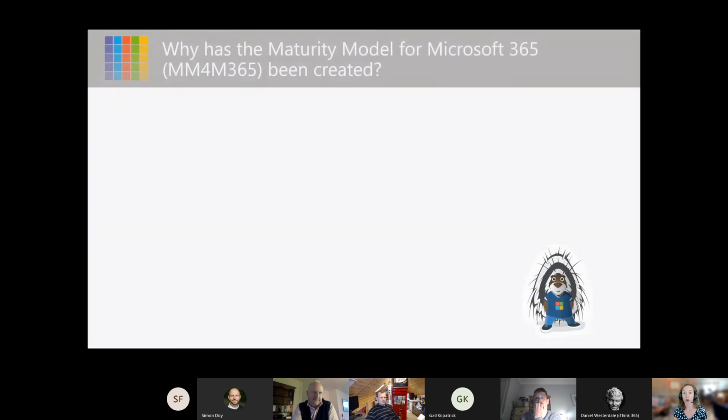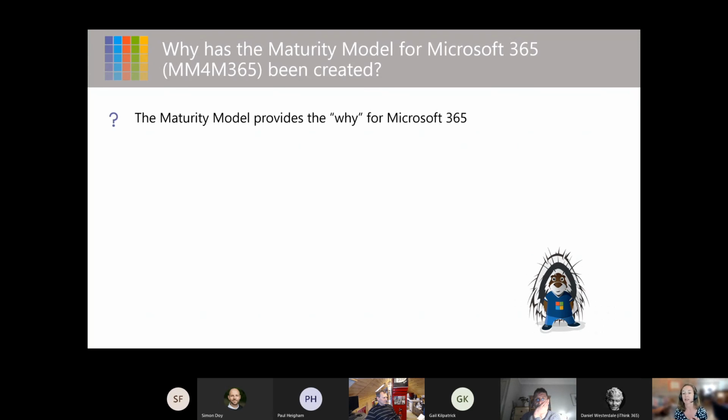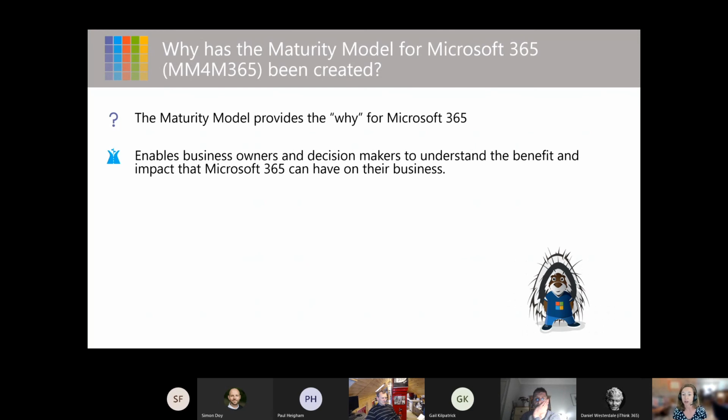Starting off with first, why has the maturity model for Microsoft 365 been created? We all really love building cool features on Microsoft 365, whether it's list formatting, Microsoft Teams apps, PnP, SPFx web parts that the community has built. But we have to see the value that these enhancements provide. And it can be really difficult to get buy-in from key decision makers on the value of such features. So we really need to enable the business owners and decision makers to understand this benefit and impact. The maturity model is really aimed at these groups to enable them to see and understand the benefits that Microsoft 365 can have to the business.